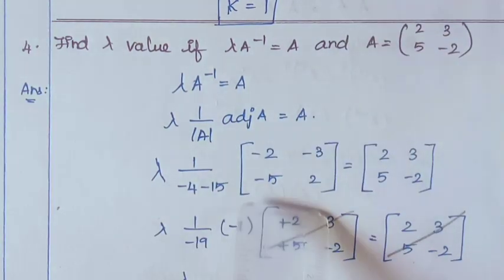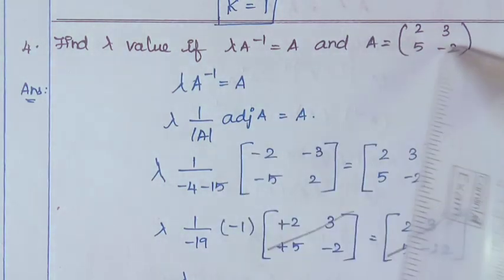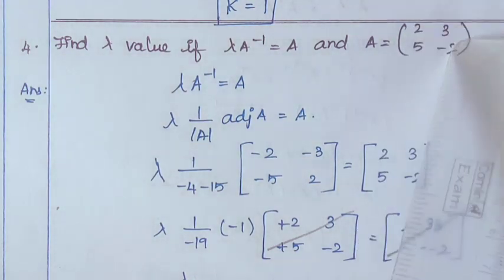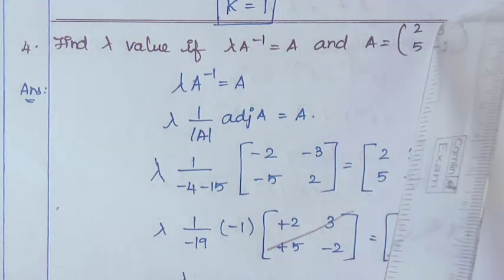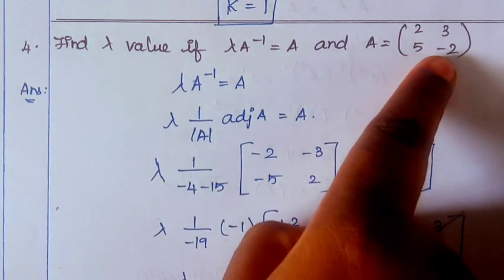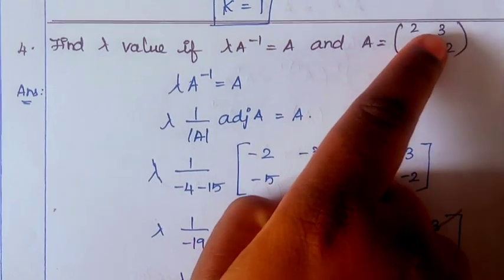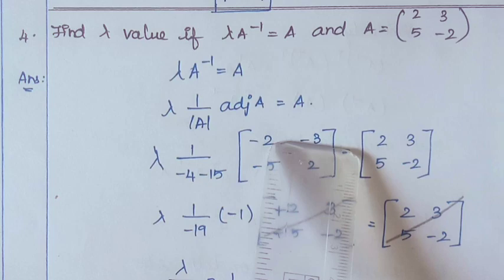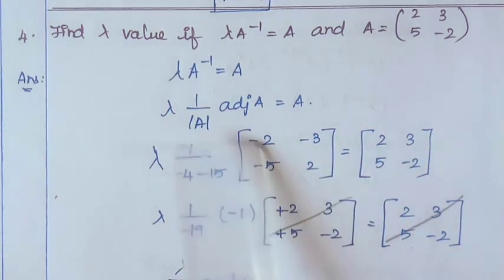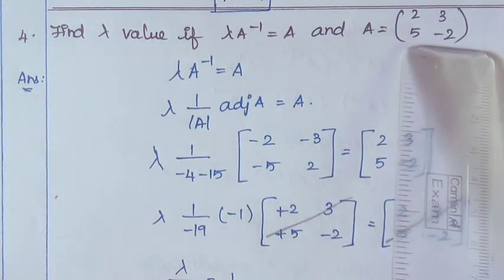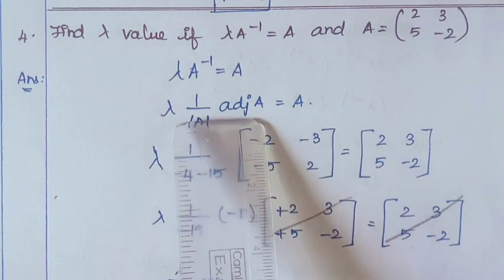Next you have to write this. We have to change the place for these two positions, and for these two we have to change the signs. 2 and minus 2 we change the position, and 5 and 3 we change the signs. So according to it, minus 2, 2, minus 5, minus 3. Okay, they have changed the signs and changed their position. Next we have to write A here according to this.